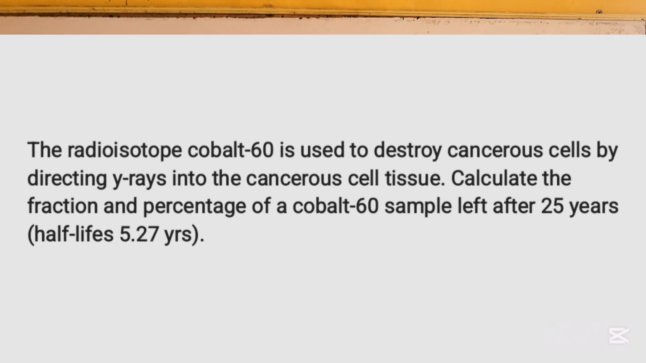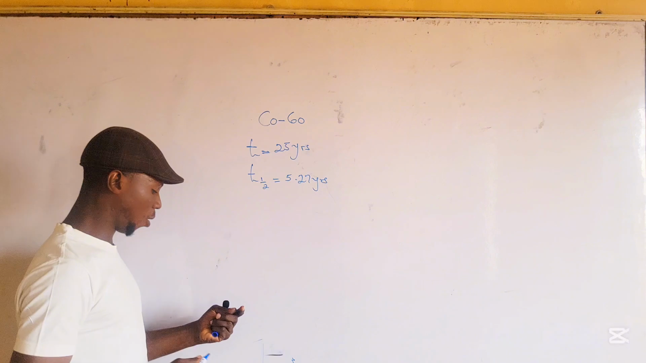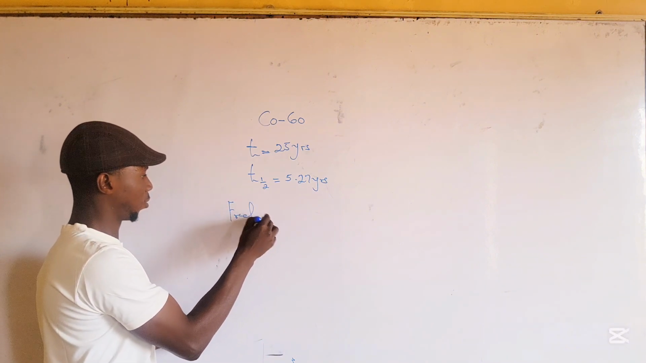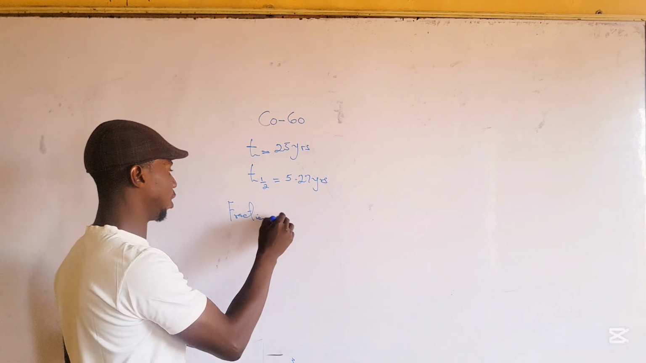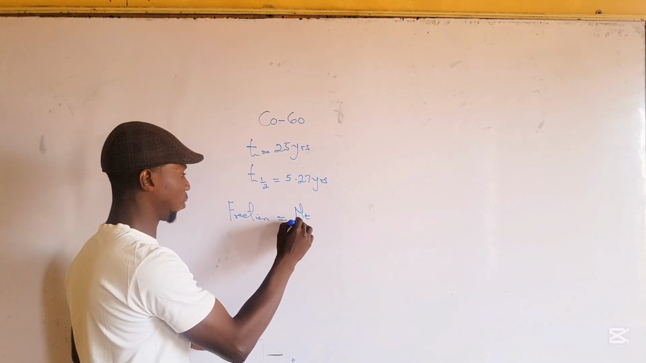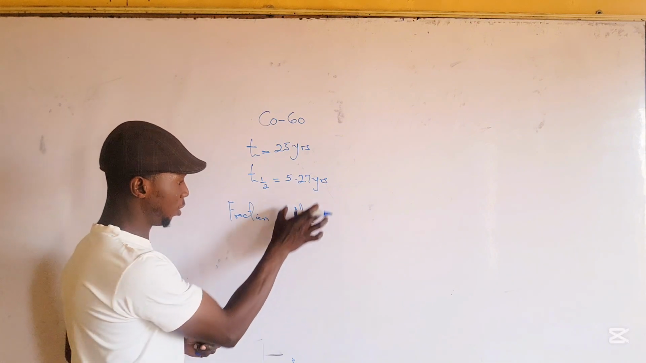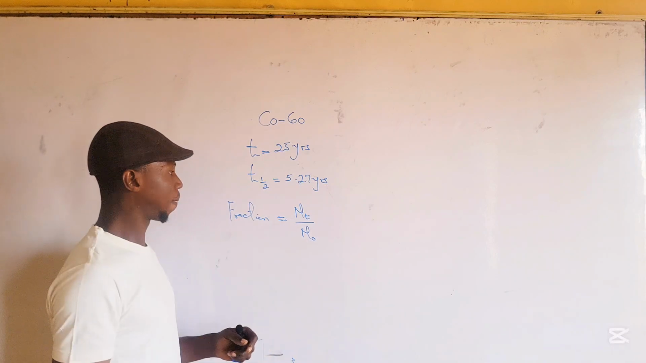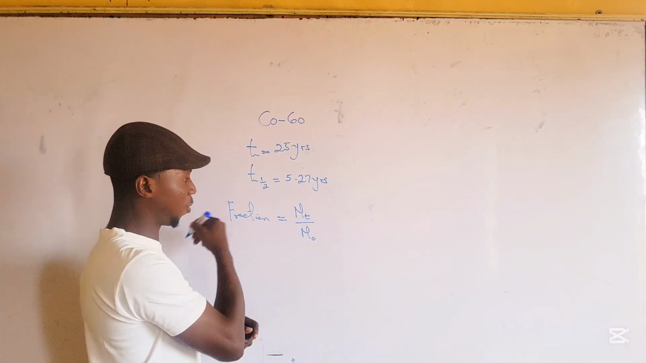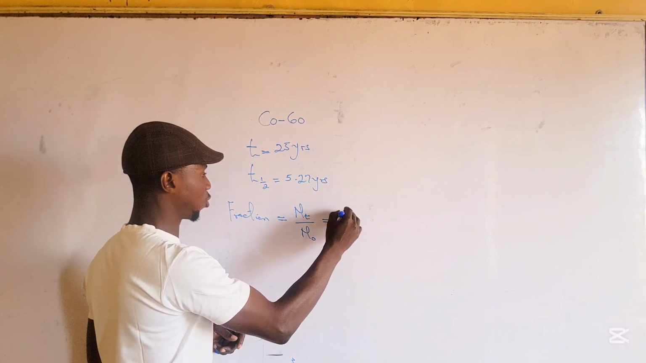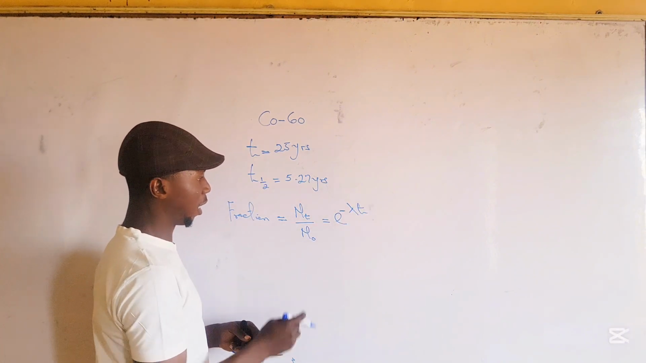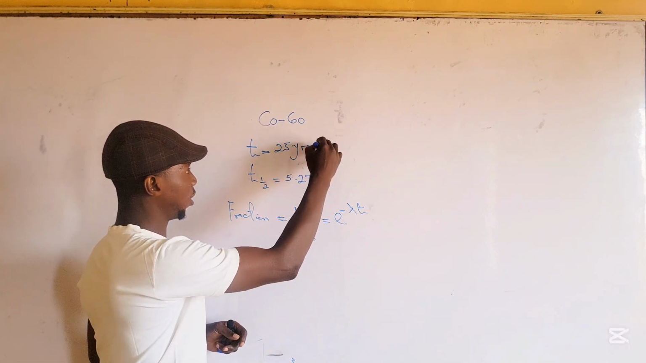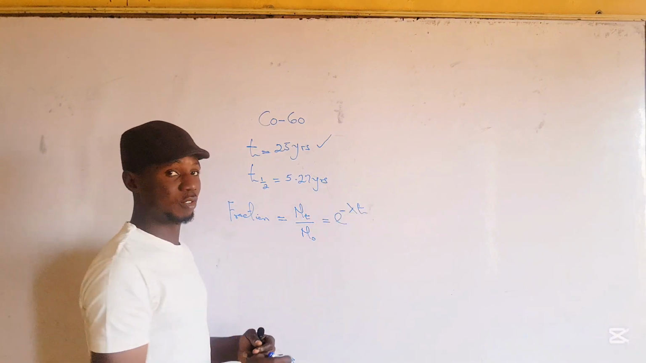So we are asked to calculate the fraction and percentage of cobalt 60 left after 25 years. If you are asked to calculate fraction left or fraction remaining, it is always given as Nt over N naught. This represents the fraction remaining or fraction left after a particular time. If you don't forget from the formula I gave, this equals e raised to the power minus lambda t. It means what we want to calculate requires us to know our lambda and our time taken. Thank God, time taken has already been given in the question, but our lambda is not given yet.